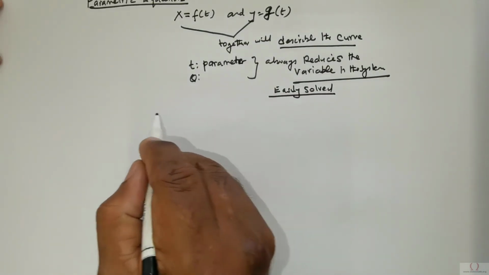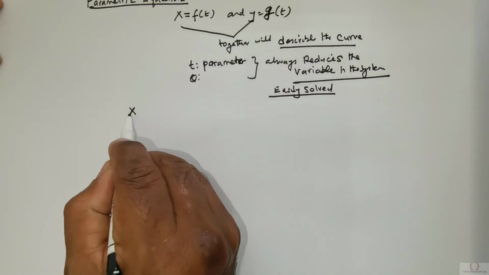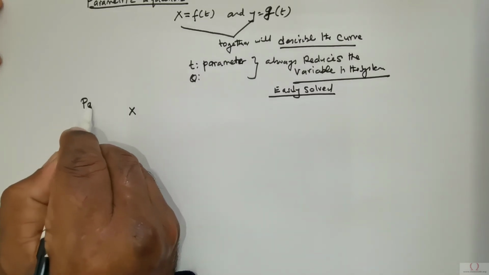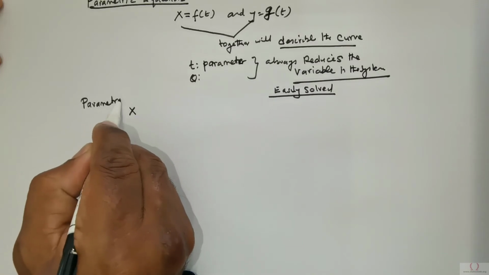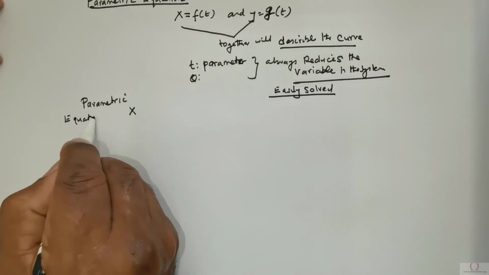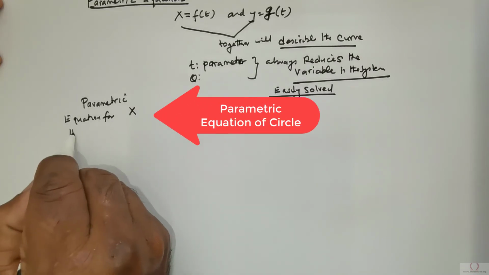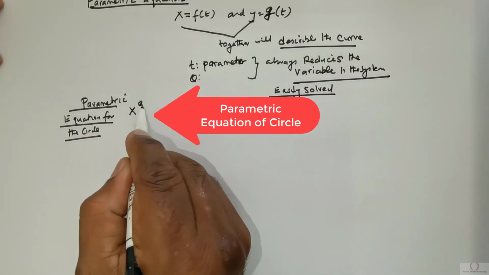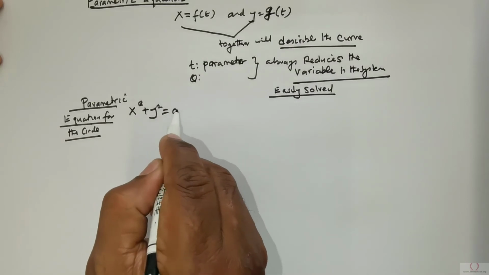So what we are going to do is talk about the parametric equation of the circle. So let me write that down. Parametric equation for the circle. We're going to be talking about x squared plus y squared is equal to a squared.